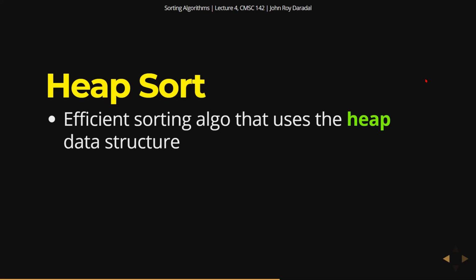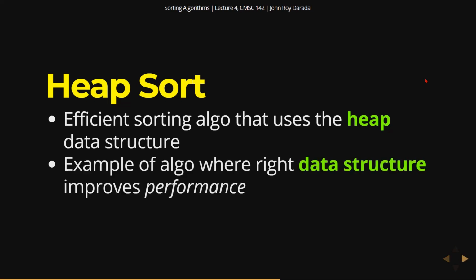Now let's go to the next sorting algorithm, which is heap sort. Heap sort is an efficient sorting algorithm that uses the heap data structure, and it's an example of an algorithm where the right data structure actually improves performance.